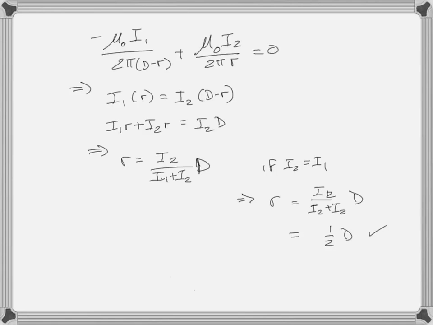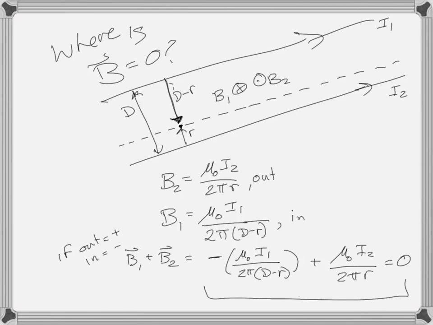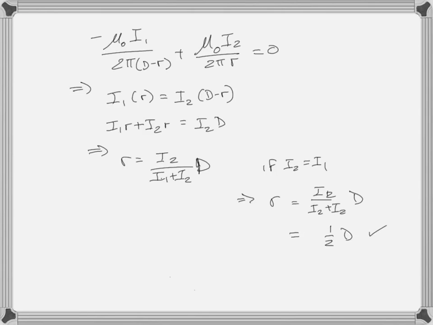Let's go ahead and think about when I1 is bigger than I2. Let's make an example where I1 equals 2 amps and I2 equals 1 amp. Therefore, r is equal to 1 over 3, or 1/3 of d.